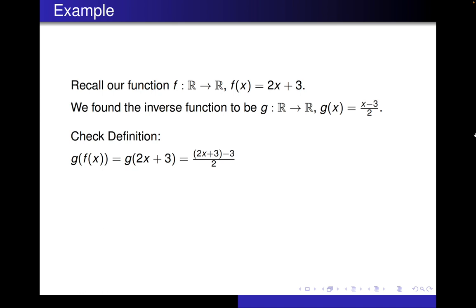Well, it's looking good so far because the 3 and the negative 3 cancel each other out to give us 2x over 2. And then the 2's cancel out as fractions to give us just plain x. So g of f of x equals x. Halfway there. Now we've got to look at f of g of x.